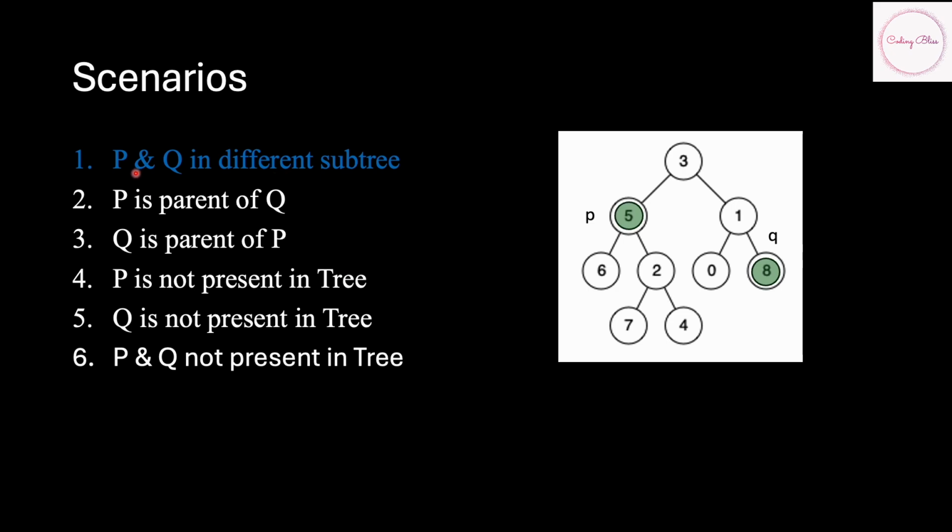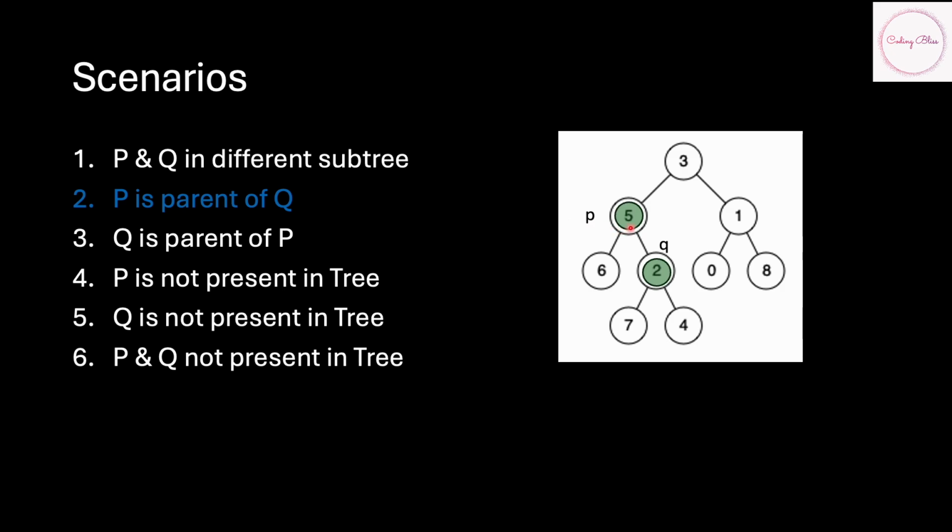The first case is P and Q in different subtrees. This is a very basic thing. Here, 5 is in the left and 8 is in the right subtree. This can apply to anything. For example, you could have a case where you're looking for 6 and 2. Here also they are in different subtrees. What this refers to is that neither P nor Q is the common ancestor. It's a different node.